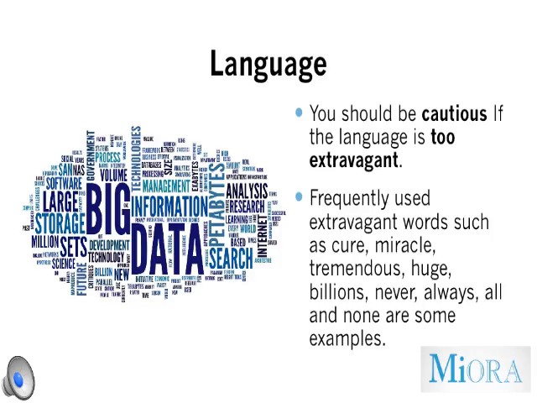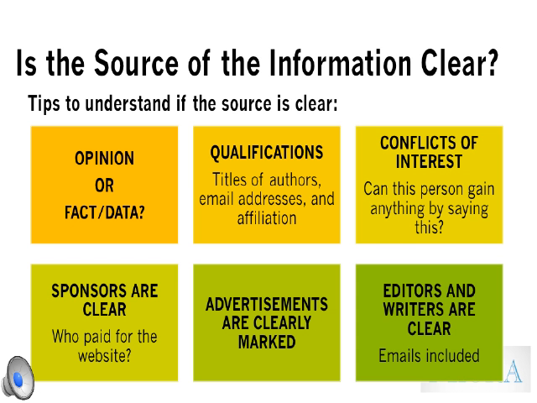Is the source of the information clear? Tips to understand if the source is clear. Is it opinion or fact and data? Qualifications. Titles of authors, email addresses, and affiliation. Conflicts of interest. Can this person gain anything by saying this? Sponsors are clear. Who paid for the website? Advertisements are marked clearly. Editors and writers are clear. Emails included.